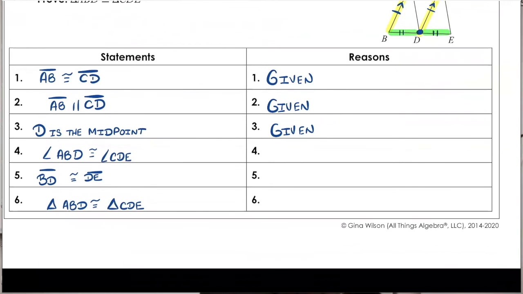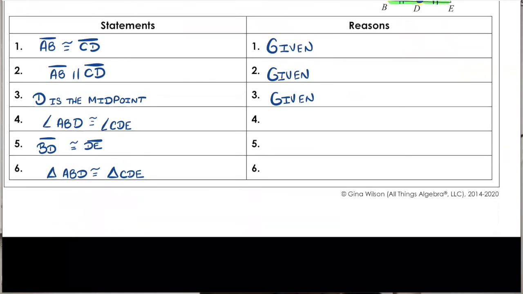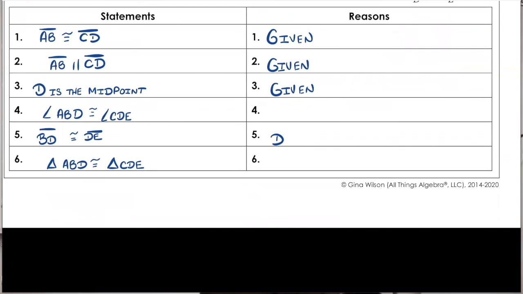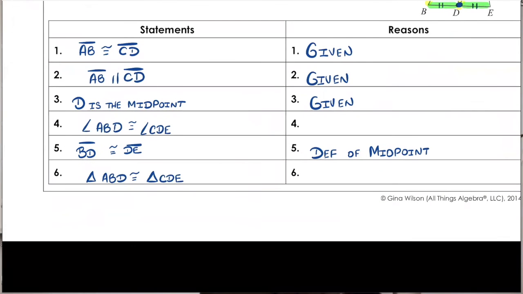How did we know ABD is congruent to CDE? So that would be if we were talking about the segments. I wish they would have done that first. So 5 is definition of midpoint, but they were trying to put the angle in the middle to help you guys out. But generally speaking, after statement 3, you would make statement 5.